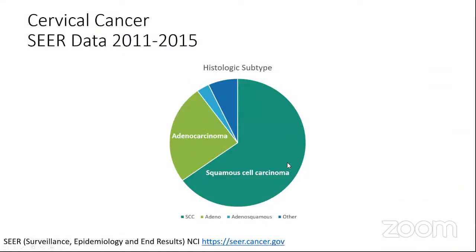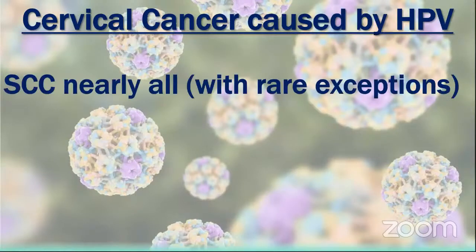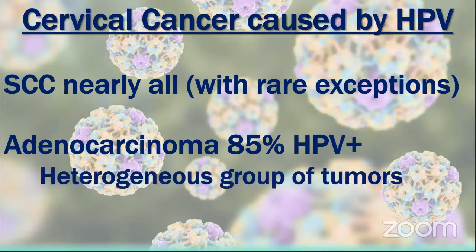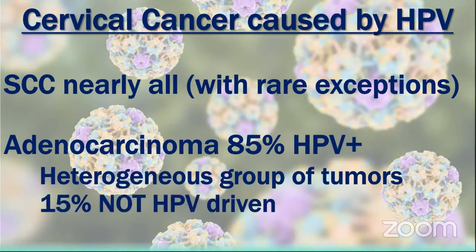So as you all know, cervical cancer, the vast majority is comprised of squamous cell carcinoma, but in recent years, the proportion of squamous cell carcinoma has actually gone down and the proportion of adenocarcinomas has gone up so that it comprises approximately 25% of all cervical carcinomas. And nearly all cervical squamous cell carcinomas, with very rare exceptions, are caused by high-risk HPV. When it comes to adenocarcinomas, about 85% are caused by HPV, which means that it's a much more heterogeneous group of tumors, and that about 15% are not HPV driven.